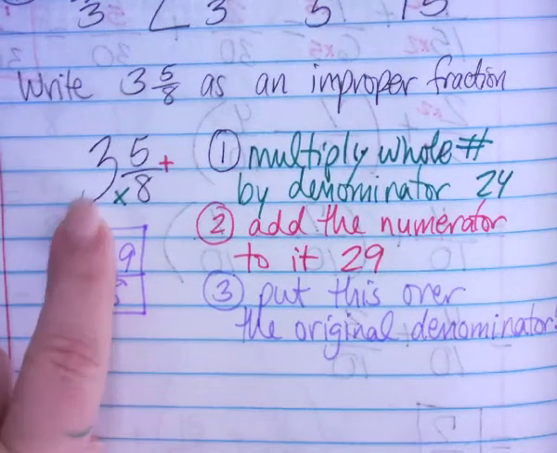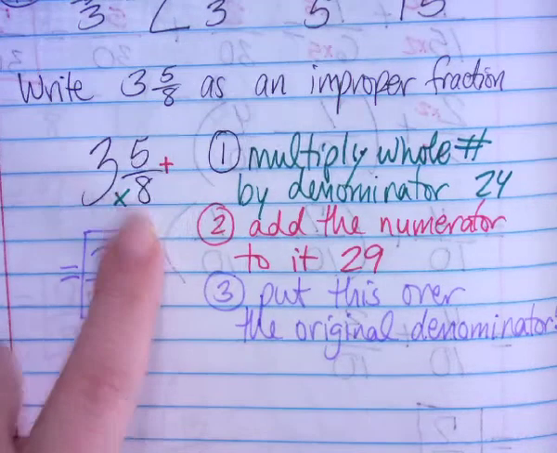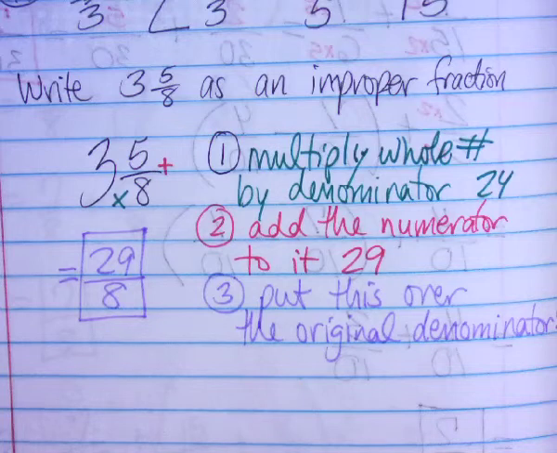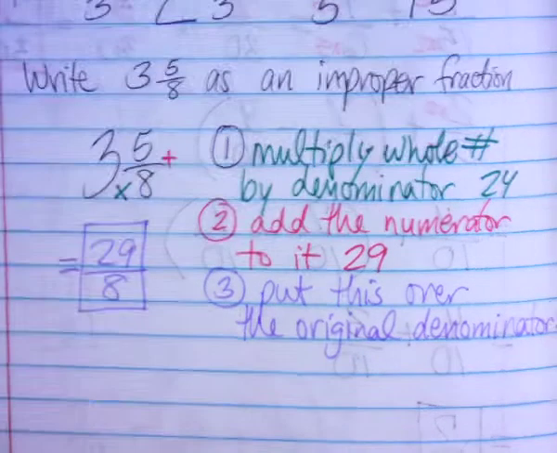So first we multiply our whole number times our denominator. Add on the numerator. Stick that over the original denominator. Boom. Let's practice a couple. Once you get the pattern, it's not too bad.